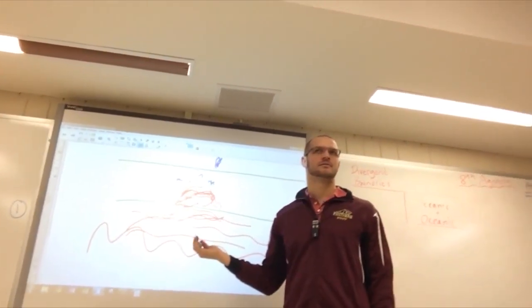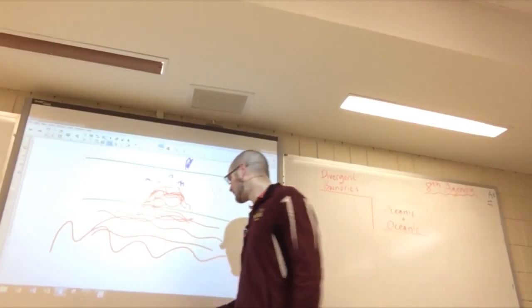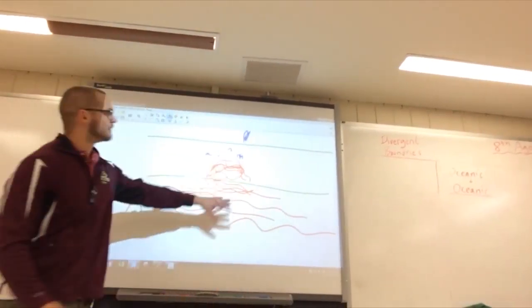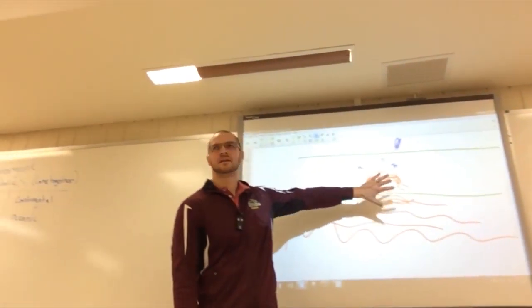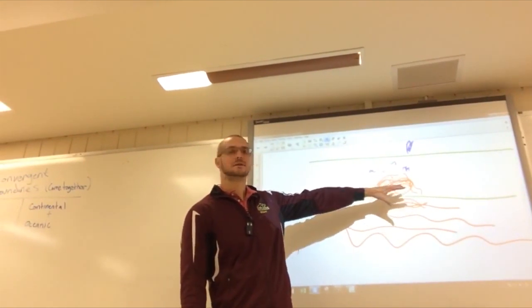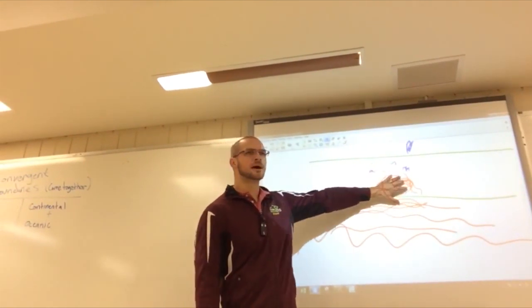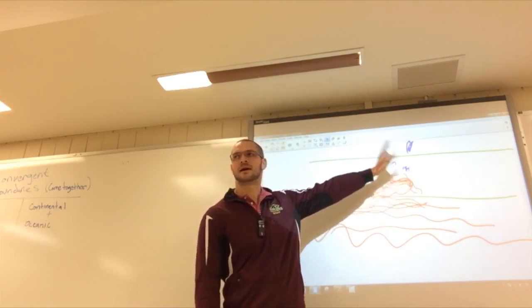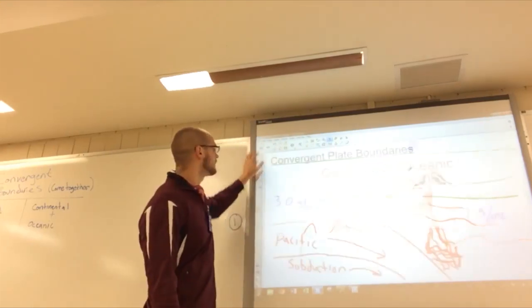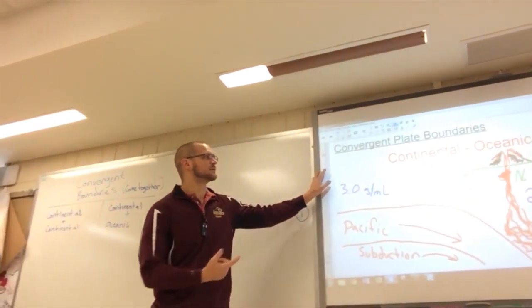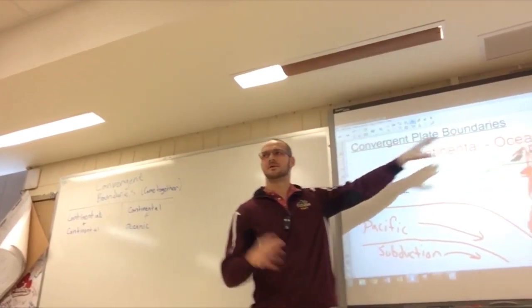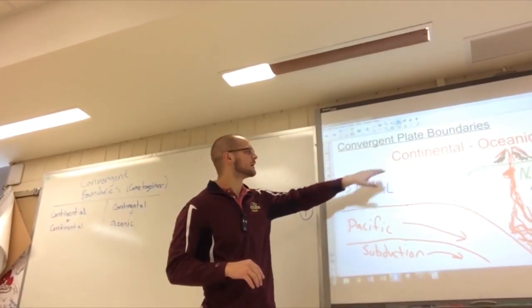Does it have anything to do with converging plates? No. No. So this is what's called an anomaly. Inside of the plate, there's a hot spot. That hot spot powers geysers and stuff like that. But it has very little to do with what we're talking about here, which is convergent plate boundaries. So different time, we can talk about that.